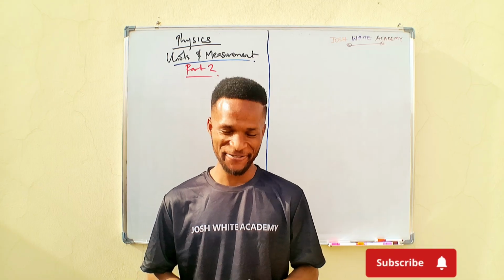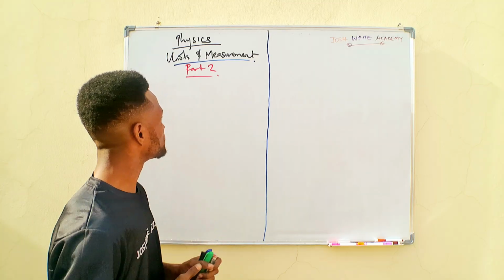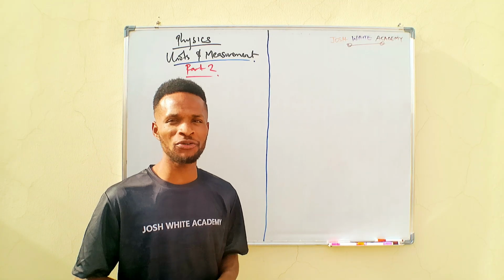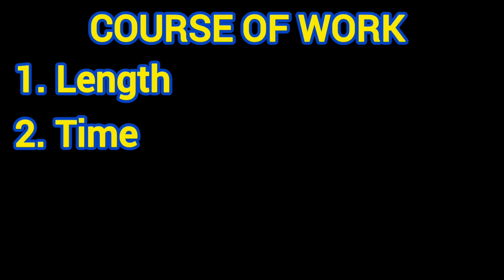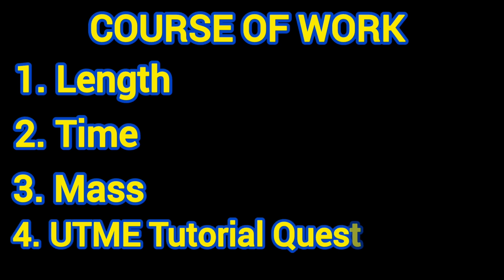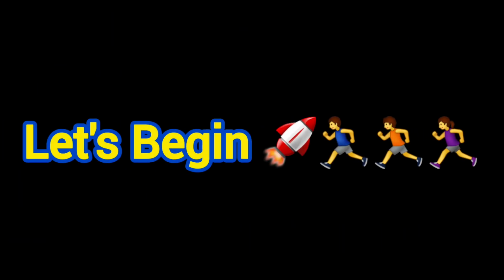Let's get started. We will be dividing this class today into 4 different sections. The first section, we will be talking about length, secondly, time, and thirdly, mass. And at the end of the class, we will be assessing questions from the UTME. Let's begin.